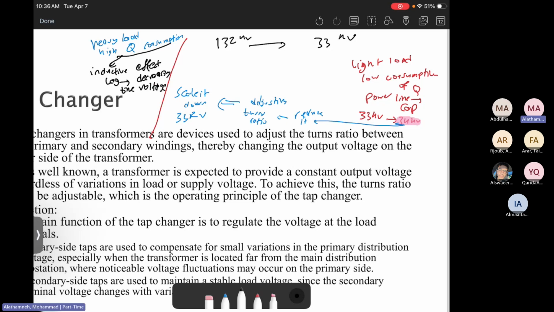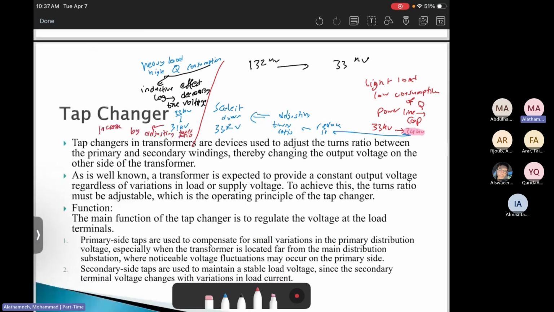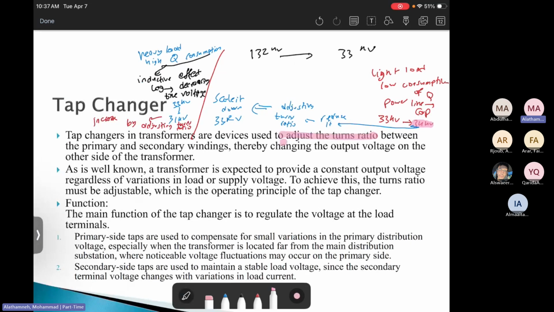How to increase the voltage? The voltage will be, for example, instead of being 33 kilovolts, it might reach 31 kilovolts. How to increase it? By adjusting the turns ratio. Now the thing is, how to adjust the turns ratio? Using the tap changer. The tap changer is used to adjust the turns ratio between the primary and the secondary. So if there is any change on the output voltage side, it will take care of it.